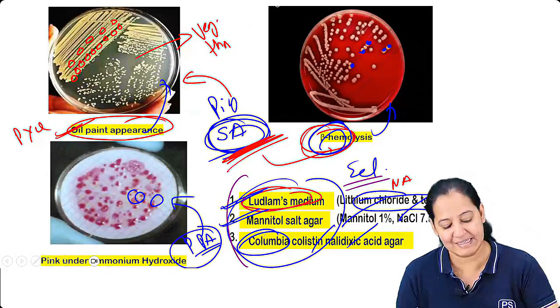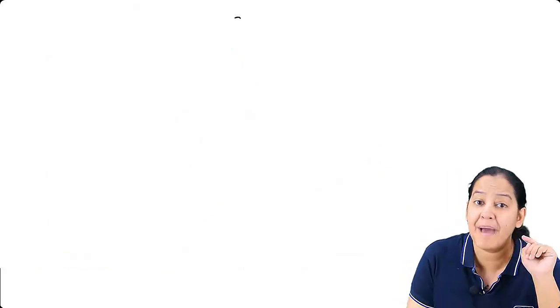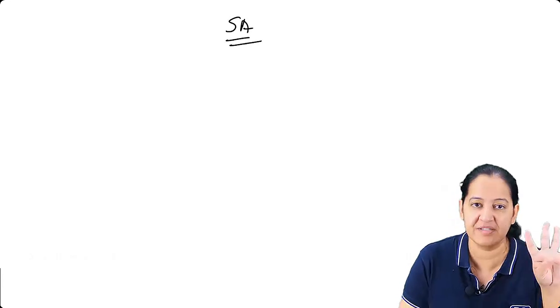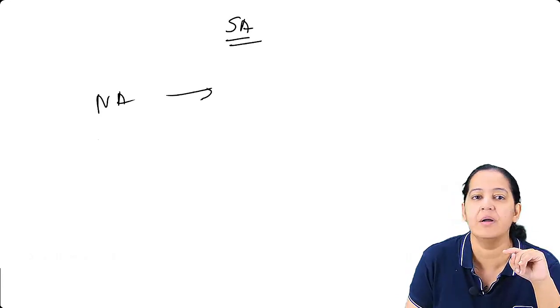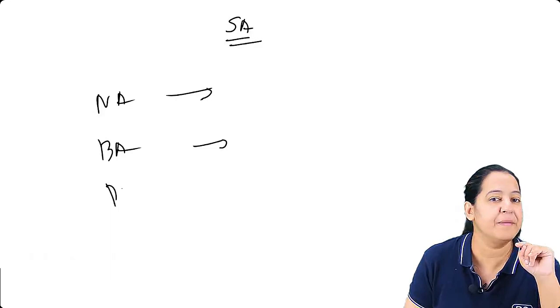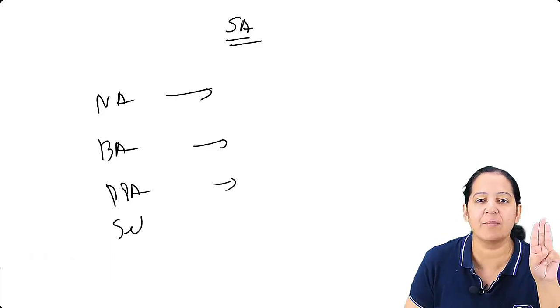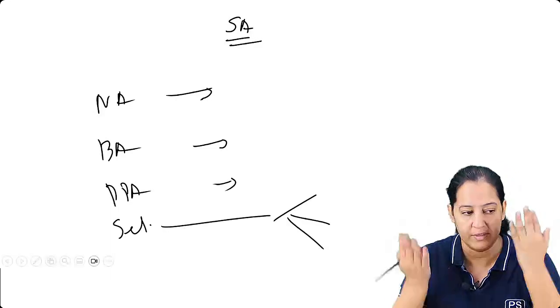सो प्लीज लर्न द 4th थिंग. स्टैफ ऑरियस पढ़ा रही हूं मैं, पहला बैक्टीरिया आज का. मुझे 4 चीजें बताओ. न्यूट्रिएंट अगार पे क्या अपीयरेंस होगा? ब्लड अगार पे क्या अपीयरेंस होगा? पीपीए अगार पे क्या अपीयरेंस होगा? और सिलेक्टिव मीडिया इन्यूमरेट करो. 1 2 3. चलो, से द आंसर्स.